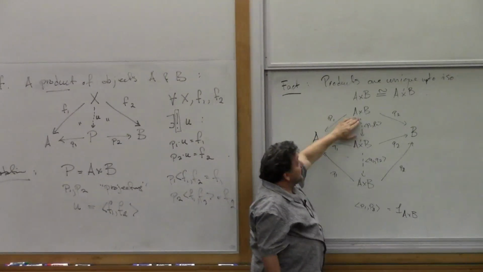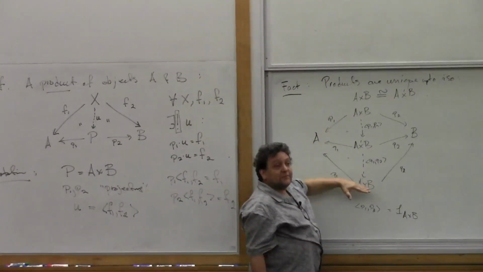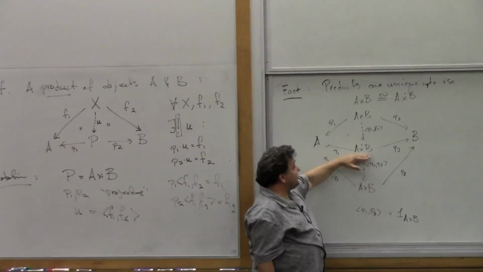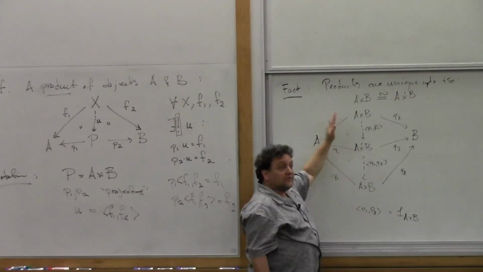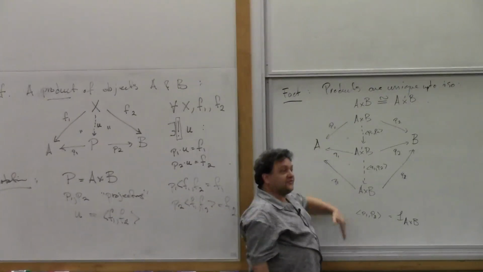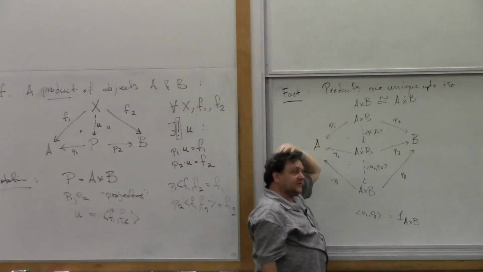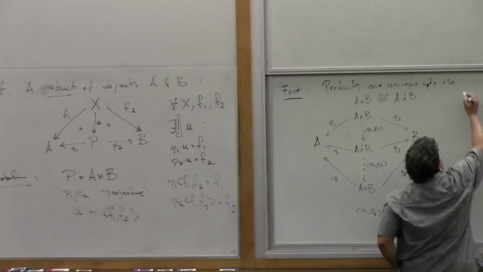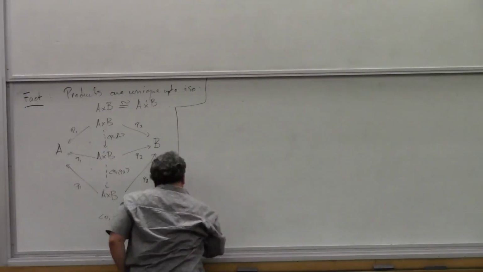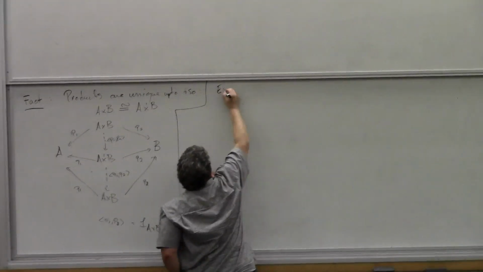In that sense, the universal mapping property characterizes this structure uniquely up to isomorphism. Right? Any other structure with that same property will be isomorphic to this one. So let's look at some examples of products.